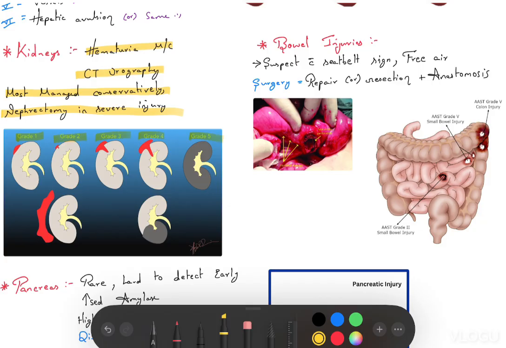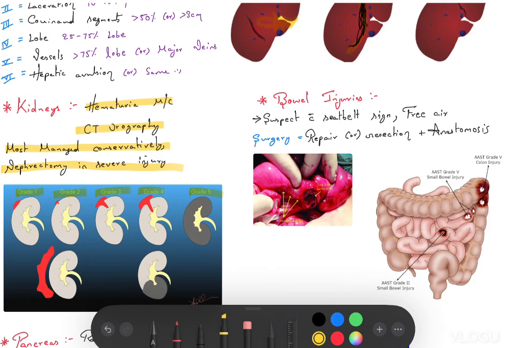Okay, so these are the things. Kidneys are not that important, that's why I'm not discussing them much. Okay, next we can see hollow viscus injury repair. Hollow viscus injury is also known as bowel injury.